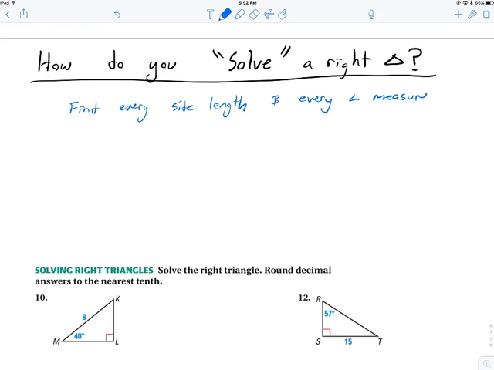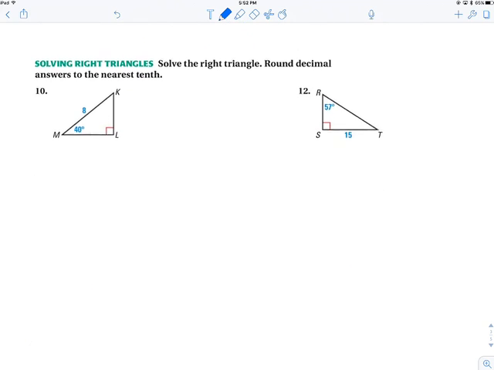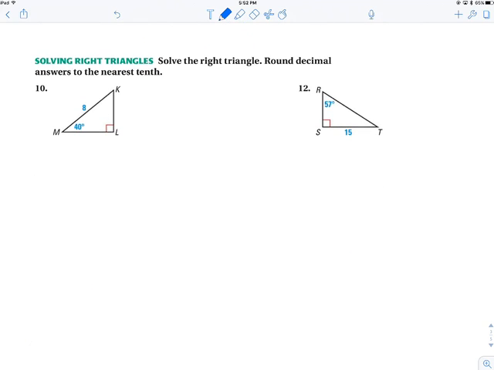Okay, so let's go down and do two of these problems together. Here's a problem that I'm given. Well, I already know this angle's 40 degrees. I already know this angle's 90 degrees, but I don't know the measure of angle K, so that's something I'm missing. I know that the hypotenuse is 8, but I don't know this side, and I don't know this side. So to solve this right triangle, I need to find three things. Well, the measure of angle K is the easiest. That's just 180 degrees minus 90 minus the 40. And so we get that the measure of angle K is equal to 50.